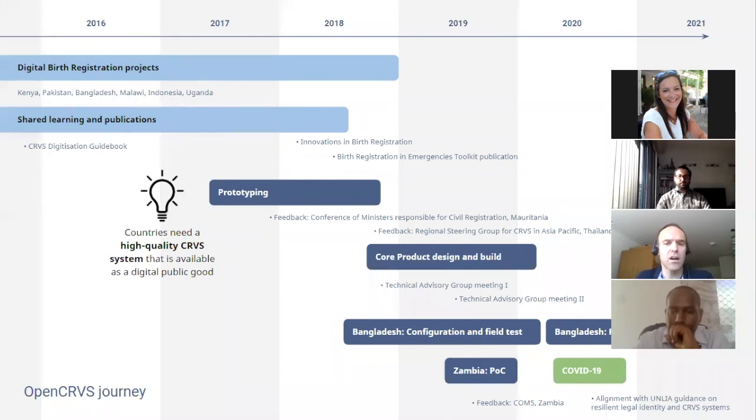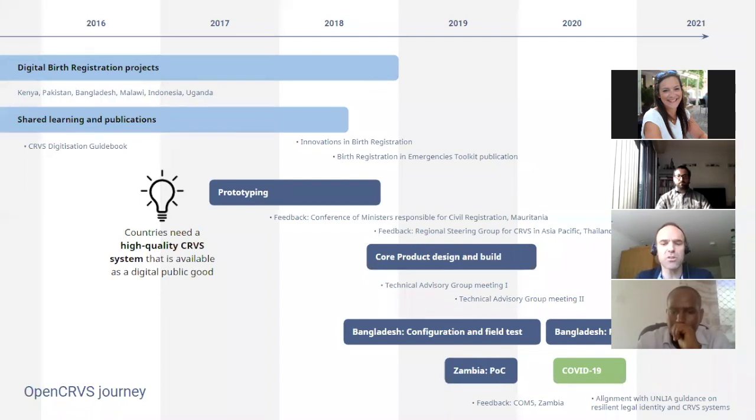So we've been working for the last couple of years with the government of Bangladesh, a fantastic partner, to first configure OpenCRVS and test it at a field level and continuously improve the product. And now we're in the phase of a full live pilot in Bangladesh, running up until the end of 2020. And in Zambia, we created a proof of concept for the Zambian context. We did that in just 2 to 3 months. And then we shared that at COM5, at the Conference of Ministers in Zambia at the end of last year. And got additional feedback from that in terms of its applicability for the African context.